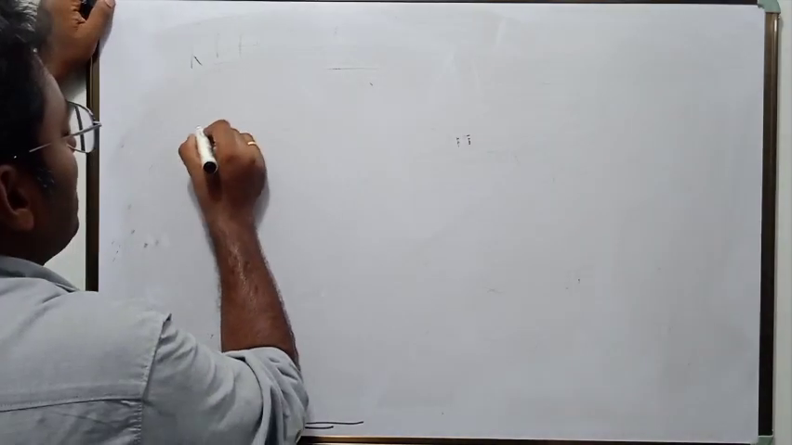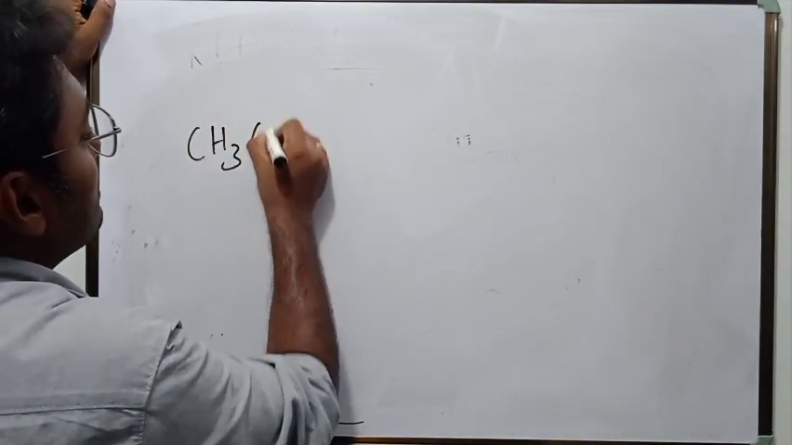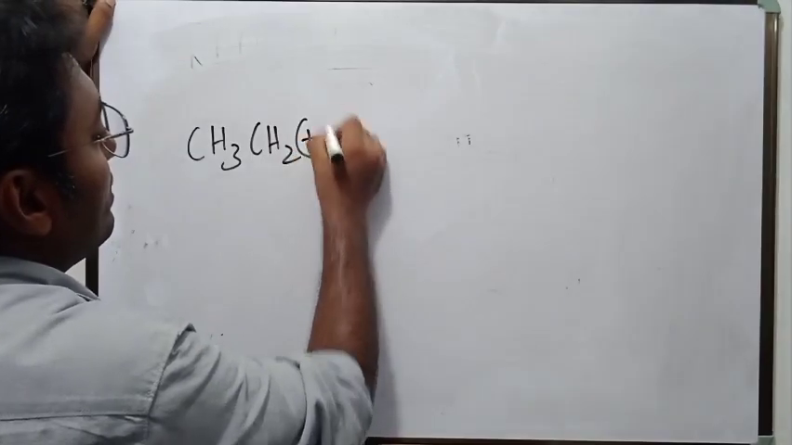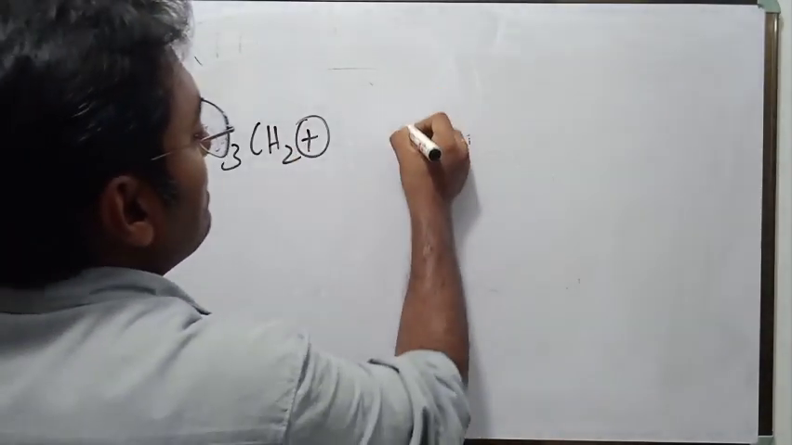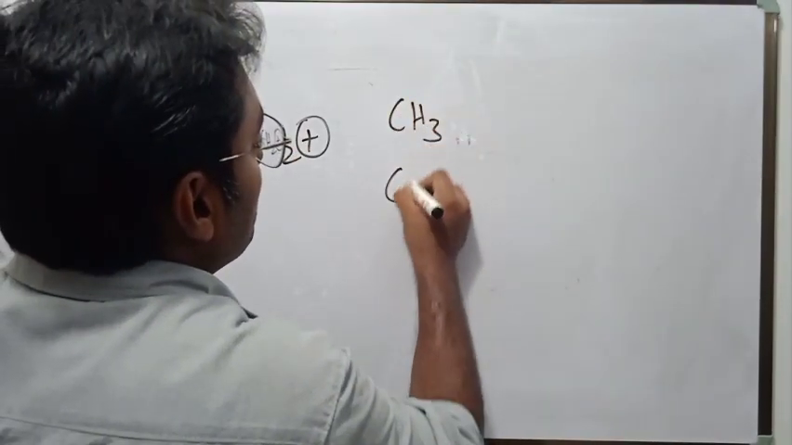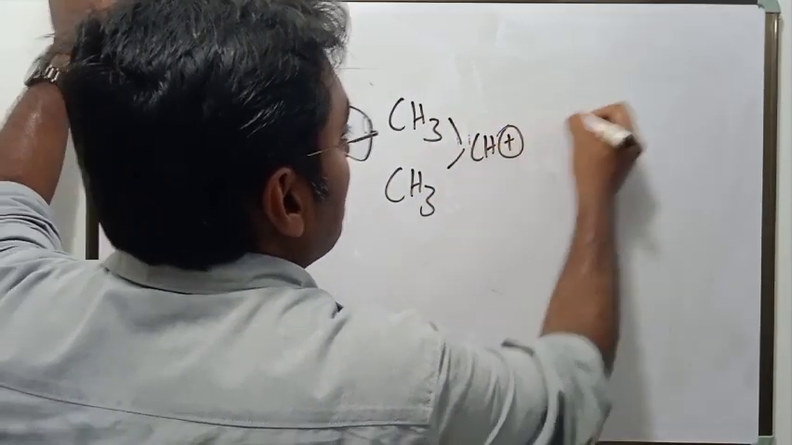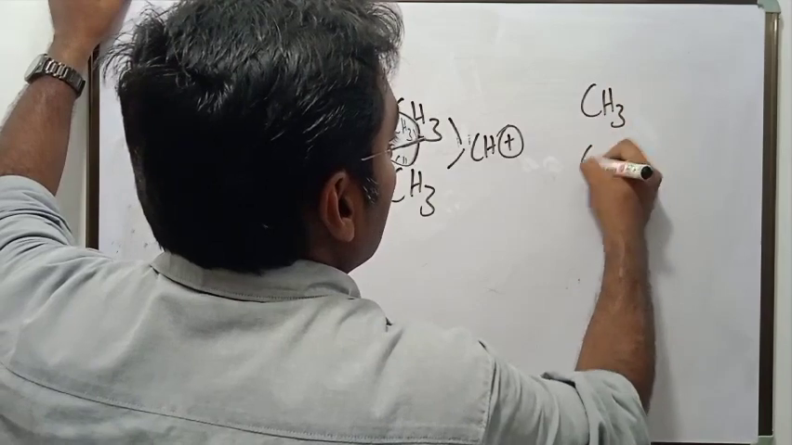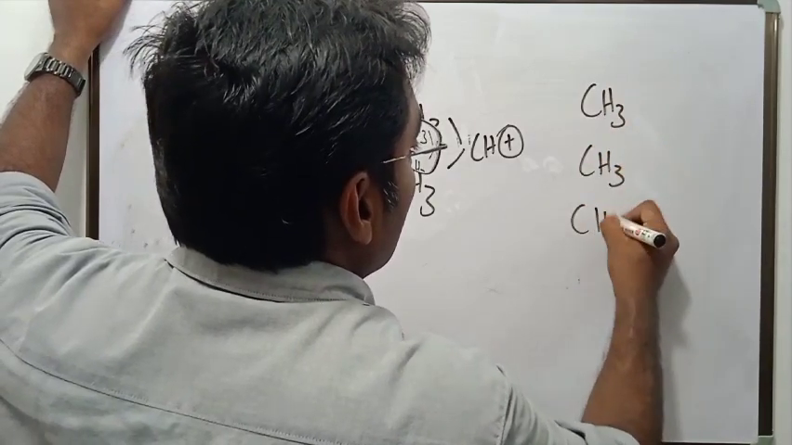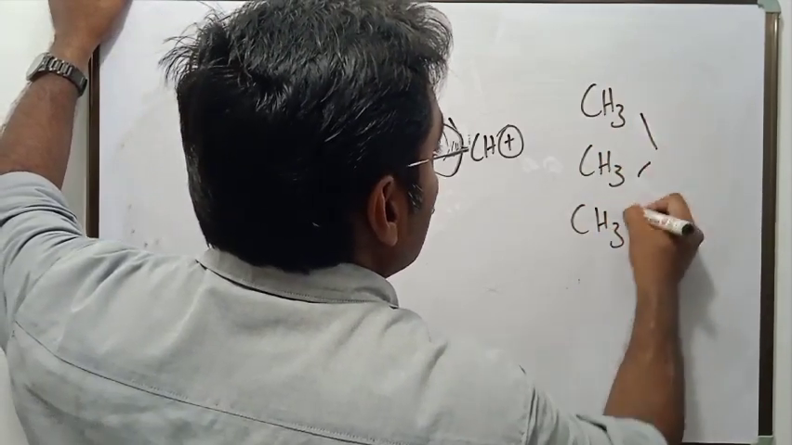Let us compare the carbocations. This is the primary carbocation. This is the secondary carbocation, which I am going to draw now. And this is the tertiary carbocation. Which of these carbocations is more stable?